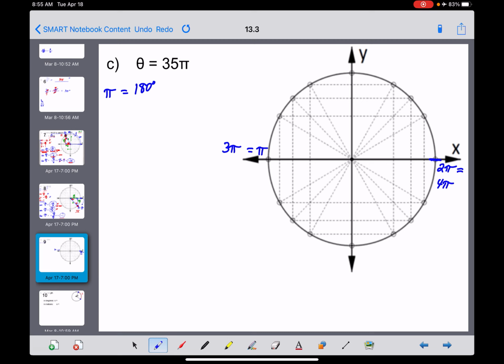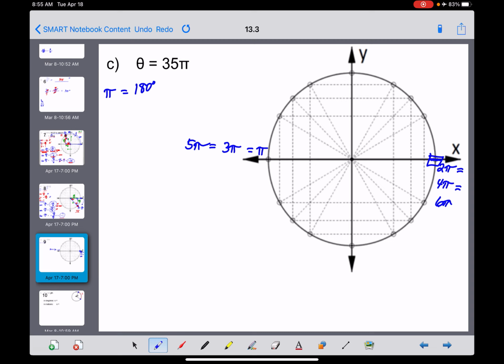And now I think maybe I'm starting to see a pattern. Another half circle would get me to a 5 pi. Okay, I get it now. All the even coefficients for pi end up right over here. So something like 100 pi would be in that same spot.